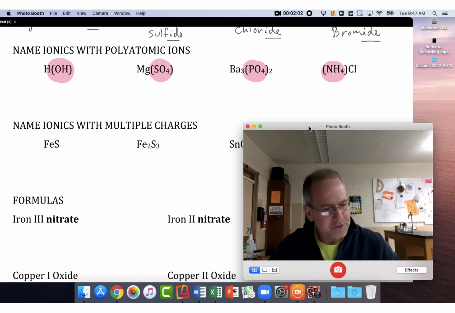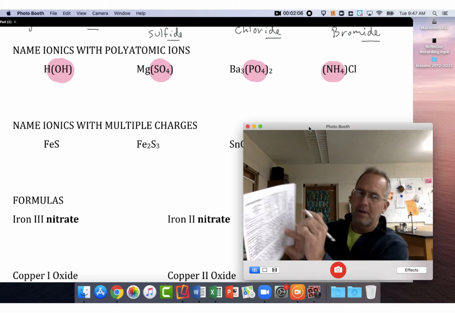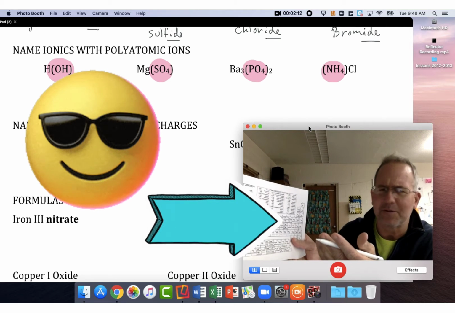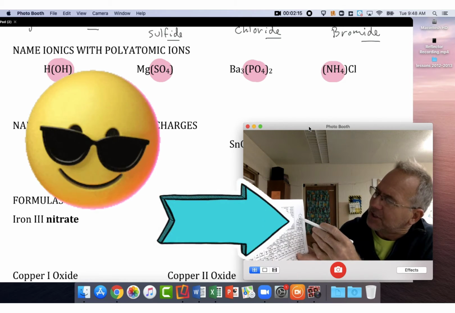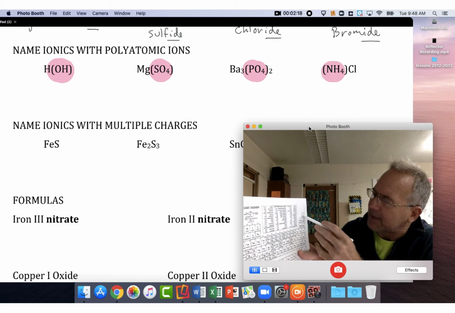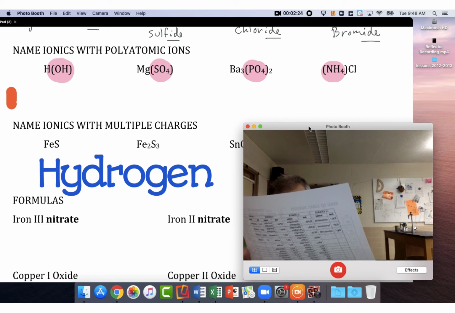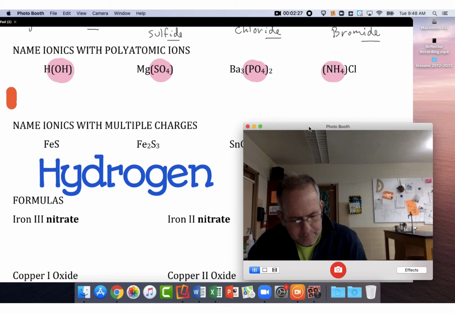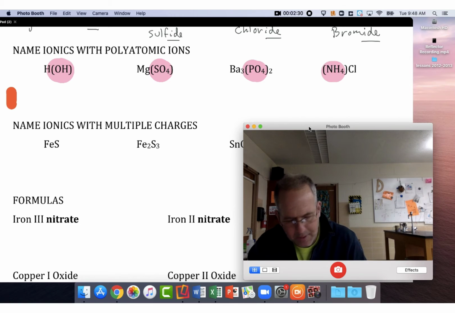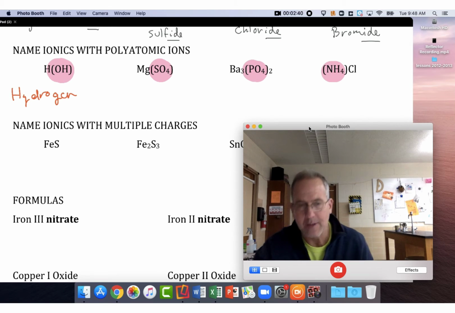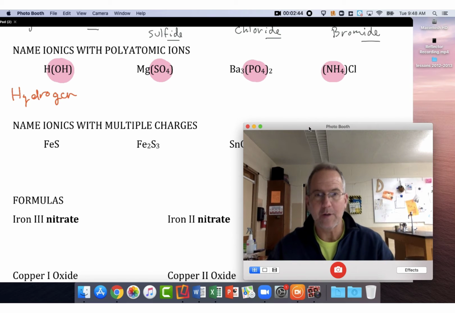So I'm looking at H. I'm just going to look at my chart right here, and remember, the chart looks backwards because of this camera. I'm just using Photo Booth. So H is hydrogen. It's the first one, so it's the positive. It's just the normal name, so it's going to be hydrogen. Whoa, let's change the size of that font. This should work. Maybe it won't. Let's try it one more time. Come on, write for me. Hydrogen. Okay. Now we're going to look up that OH.